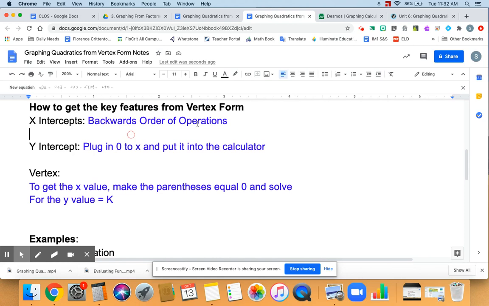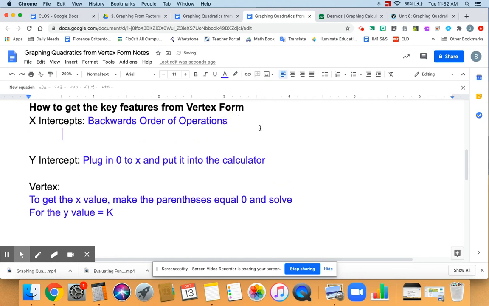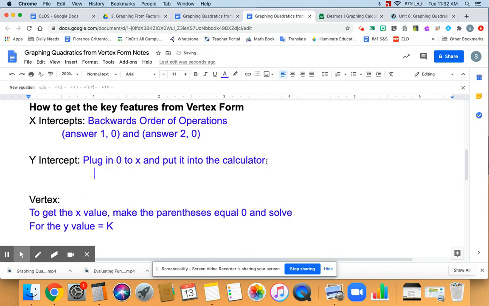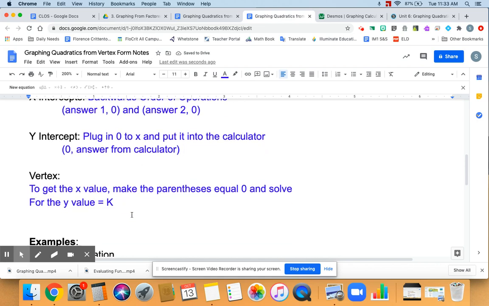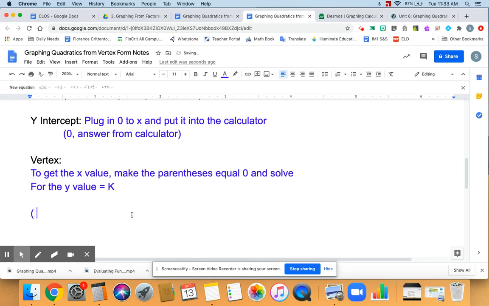But remember, you always want to write them as points. So like for backwards order of operations, you're always going to get two answers. And so for x-intercepts, it's going to be answer 1, 0, and then answer 2, 0, because the y is 0 for x-intercepts. For y-intercepts, we're plugging in 0, so the x is 0, and then the answer from the calculator is the y. And then for the vertex, when you write it as a point, to get the x, it's because the parentheses equal 0, and then the y value is just the k.